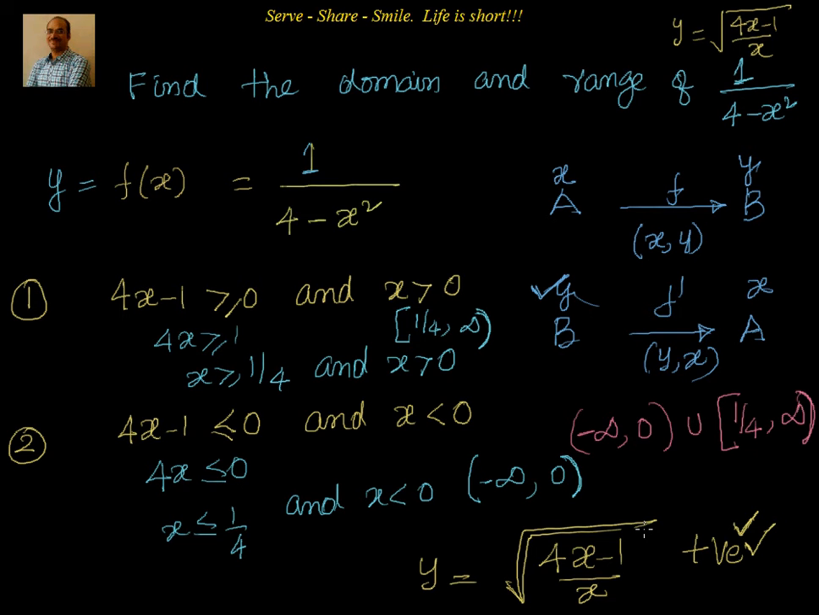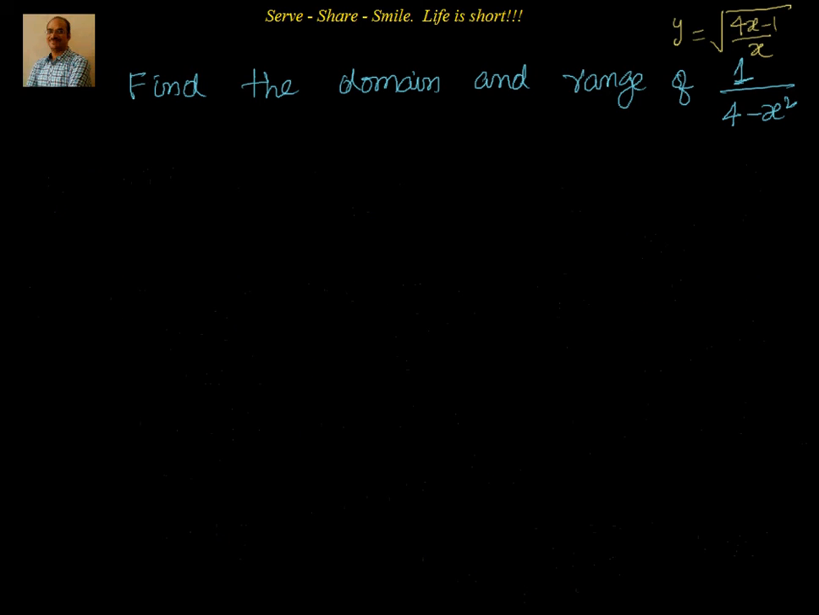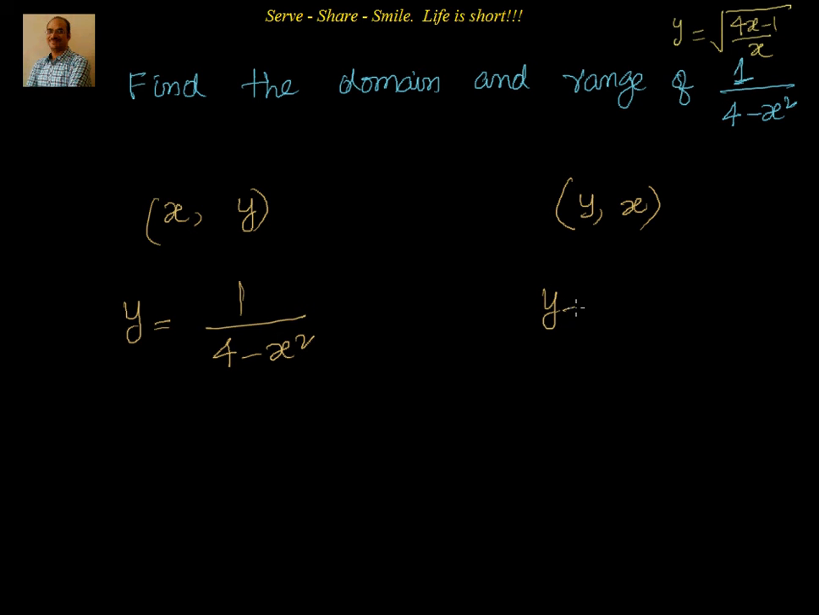Now let me take this example of two inverse functions and show you why they are called inverse functions. We know that two functions are called inverse functions when I have x comma y in the first function and the second function gives me exactly y comma x. So let us check that it works out here. y equal to 1 by 4 minus x square, and y equal to square root of 4x minus 1 divided by x.